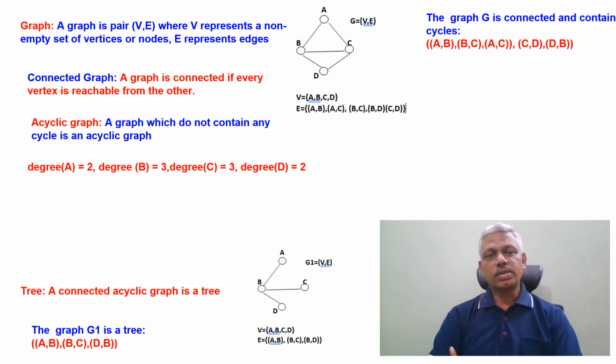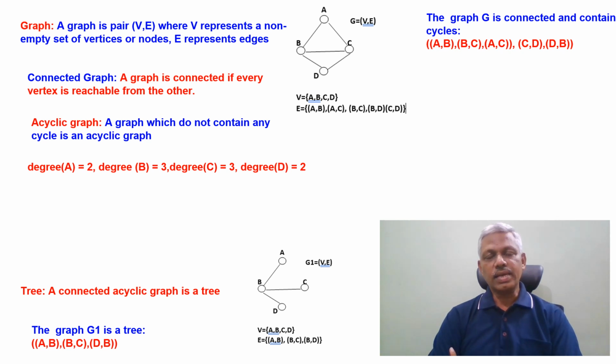A graph is said to be a connected graph if every vertex is reachable through a path from the given vertex to any other vertex. Path in the sense a collection of consecutive edges can be treated as a path. So if every vertex is reachable from the other through a path, we call it a connected graph.